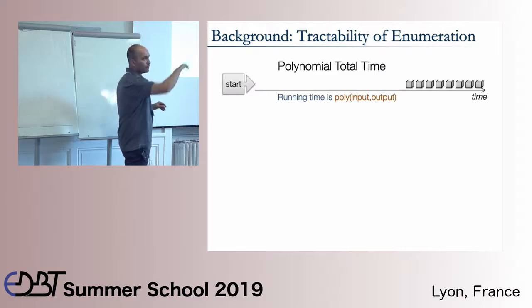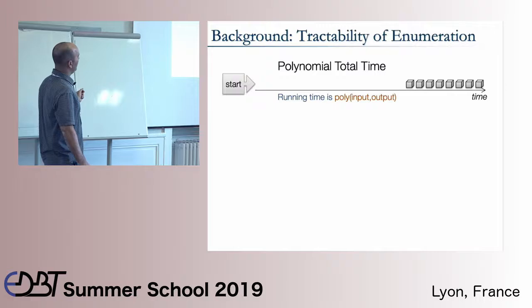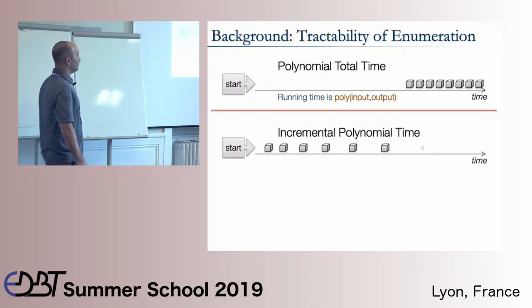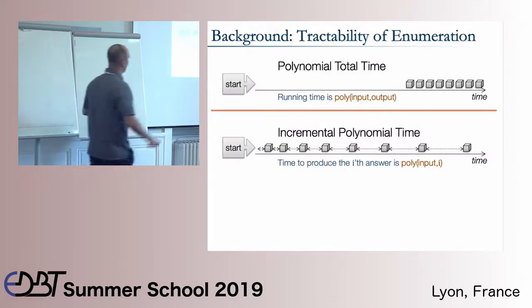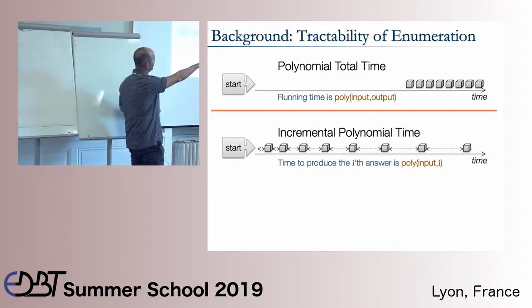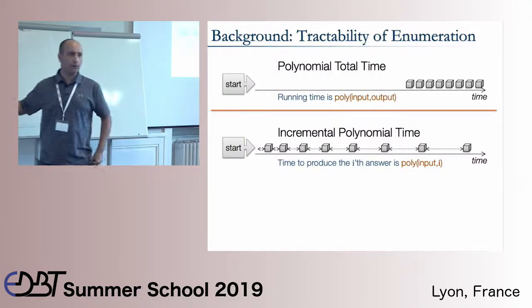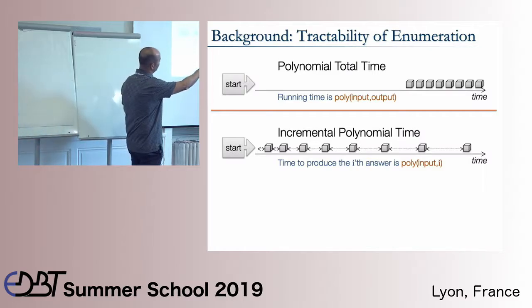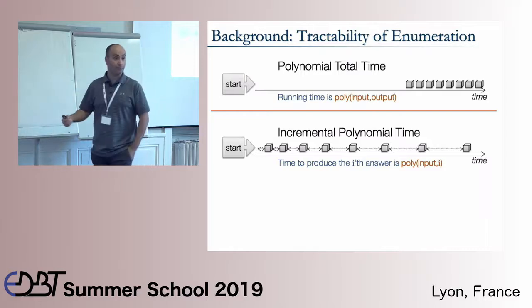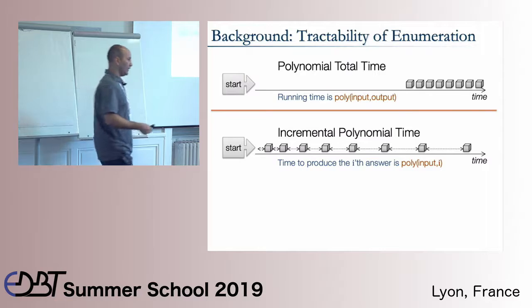In the end, it produces stuff. And the total running time is a polynomial in the size of both. There is also one measure that's called incremental polynomial time, which means that the running time before the ith answer is polynomial in the input and also in i. So if you have many answers, then you can wait for a long time before you get the ith answer. But this time should be polynomial in i. Of course, you're not allowed to produce the same answer more than once. Okay, so you cannot just throw out some tuple again and again.